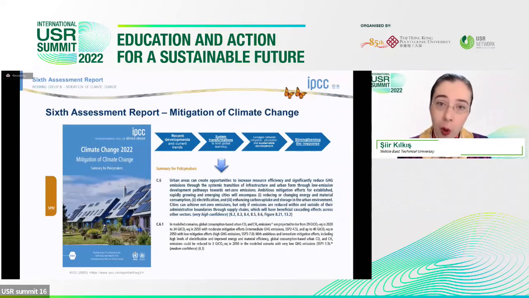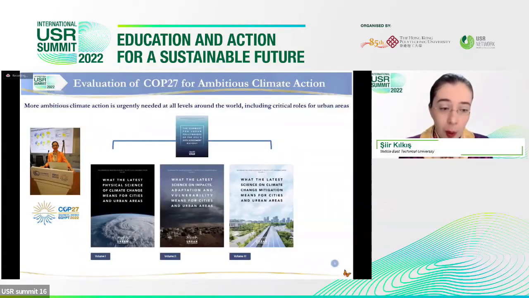And when we look at the report, in the part on system transformations to limit global warming, we also see an emphasis on urban areas, how they can transform for resource efficiency and bring the world towards net zero emissions. And also at COP27, based on the three IPCC reports, so the physical science basis, the adaptation and the mitigation, three volumes of summary for urban policymakers were launched at COP27.